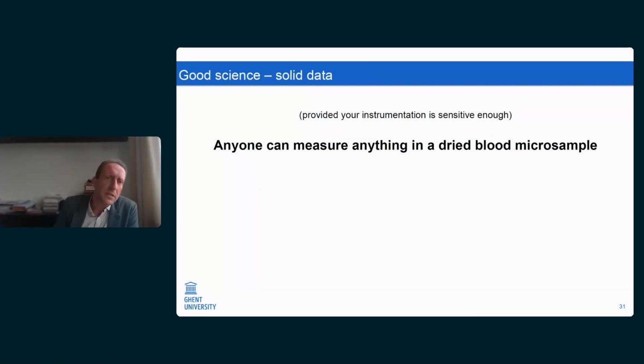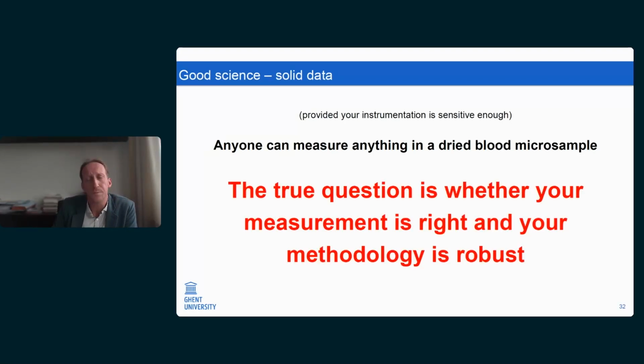Provided the instrumentation in a certain lab is sensitive enough, I typically say that anyone can measure anything in a dried blood microsample. It's not about that. It's actually about whether the measurement is right and whether the methodology is robust. In other words, can you really provide a trustworthy answer to the question? Can you really rely on results to change, for instance, the treatment of a patient based on this dried blood microsample?